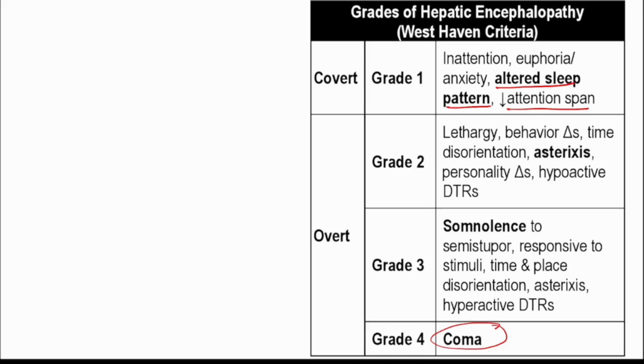In grade 2, the most important thing to look for is asterixis, that is flapping tremor. And there can be disorientation, personality changes, and sometimes the reflexes may be hypoactive. Okay, and in grade 3, there is somnolence, the patient may be responsive to stimulus, disoriented, with hyperactive DTR. So this is the West Haven criteria. The West Haven criteria. So remember this.